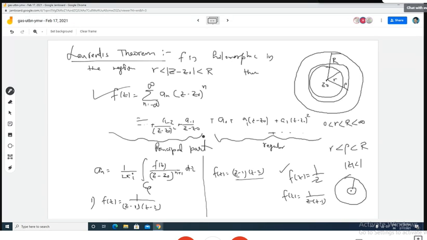Now, there are two cases. The first case is that there are only finitely many terms in the principal part, and in the second case, there are infinitely many terms in the principal part. So if there are only finitely many terms in the Laurent series expansion, then say only m terms are here. So let us come to the next slide.